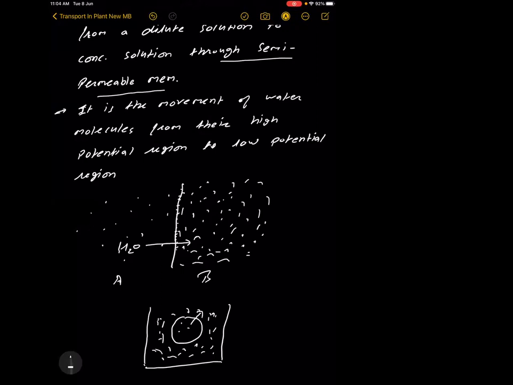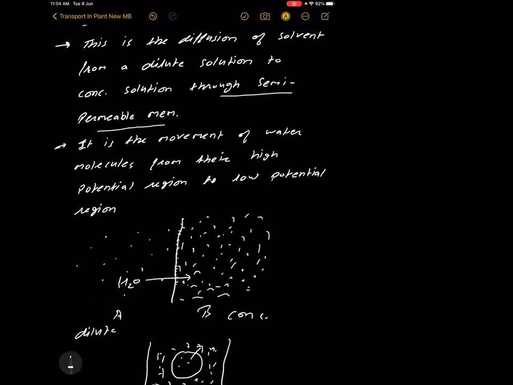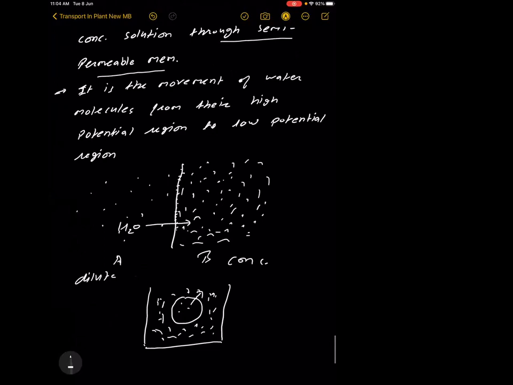So this is the process that is called osmosis. You can say this A is dilute solution, and this is concentrated solution. So from dilute solution to concentrated solution through the semi-permeable membrane, or in other words, the water moves from its high potential level to low potential level. This is osmosis through the semi-permeable membrane. This is semi-permeable membrane, SMP.